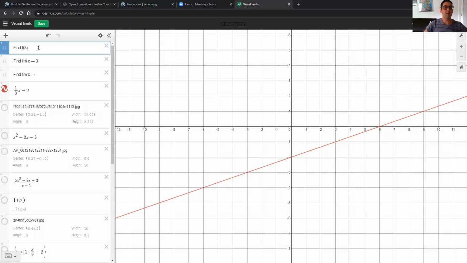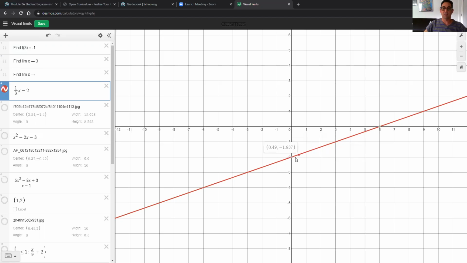And so we should be able to answer this question, find f of 3. f of 3 means plug 3 into this equation and see what you get. If we plug 3 in, 1/3 times 3 is 1, and then 1 minus 2 is -1, which makes sense because if you follow the graph at 3, y is -1. So that appears on the graph as well. You can do it visually, or you can actually just plug the number in. We're going to focus on the visual.